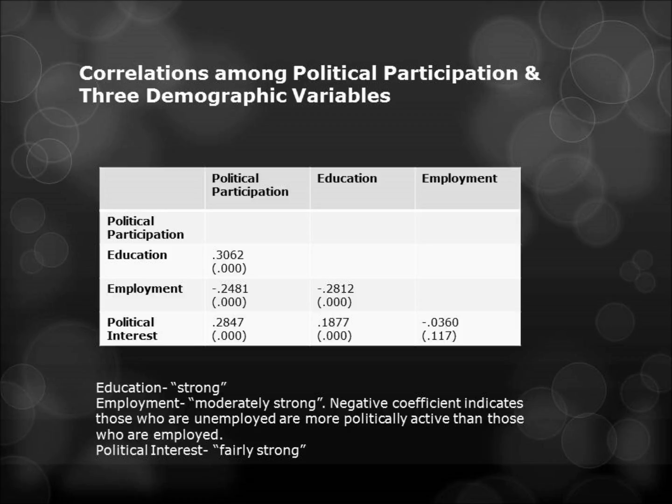The final independent variable, political interest, has a correlation coefficient of 0.284, which can be deemed fairly strong. This confirms our previously stated hypothesis that as political interest increases, so does political participation, and each of these relationships are also statistically significant.